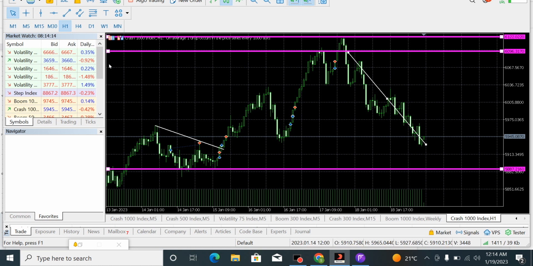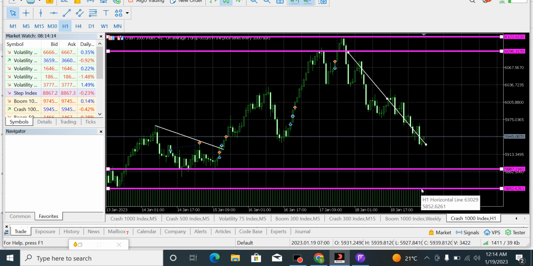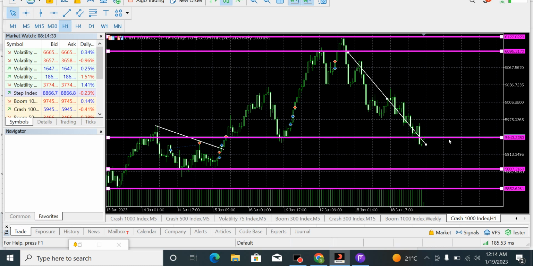Once it breaks out below here, then definitely it will get to this region. This is very, very important. The first phase of it is around here, and it has just broken out from there, which is this. So that is very, very important.